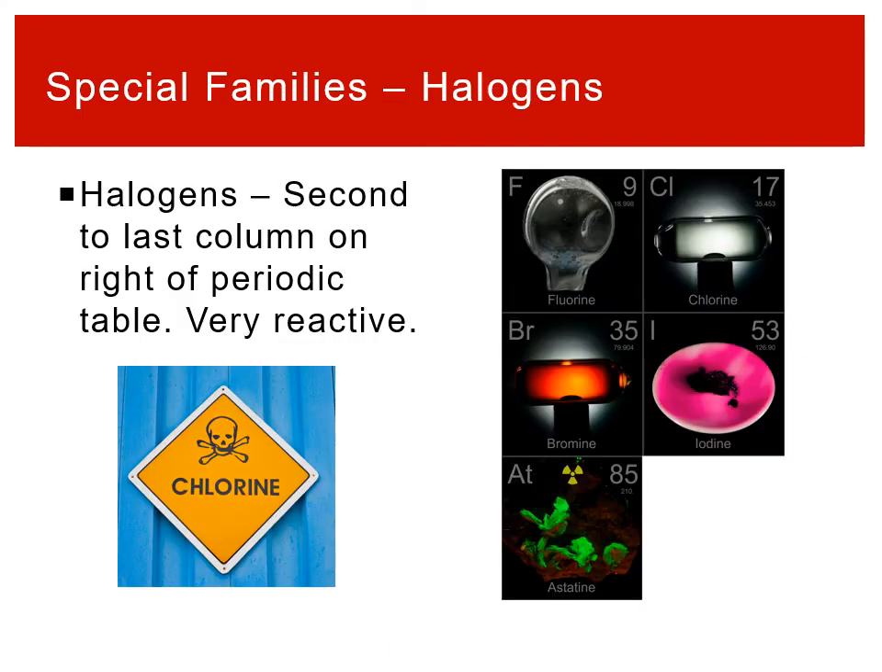The other side of the table, the second to last column, are the halogens. The halogens also are very, very reactive. They are the unique column in the table. At room temperature, you have solids, liquids, and gases. Fluorine and chlorine are gases. Bromine is a liquid, and then iodine and astatine are solids. So you have every phase of matter represented in the column.